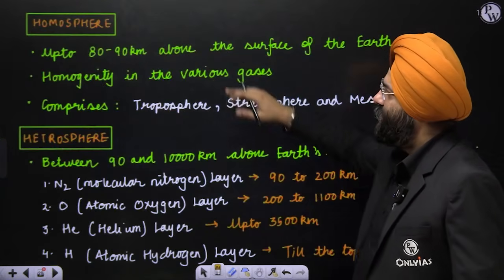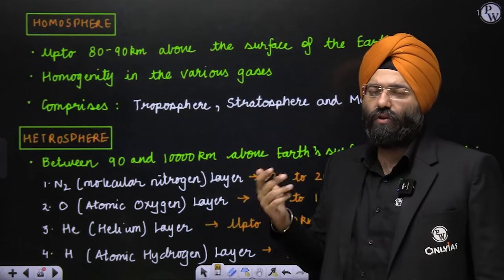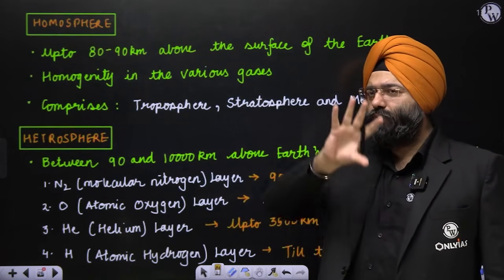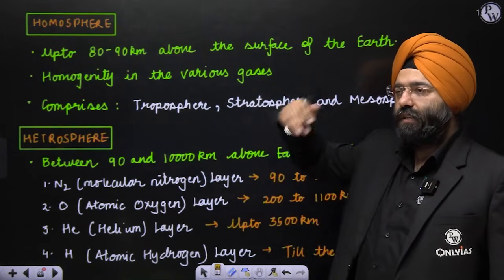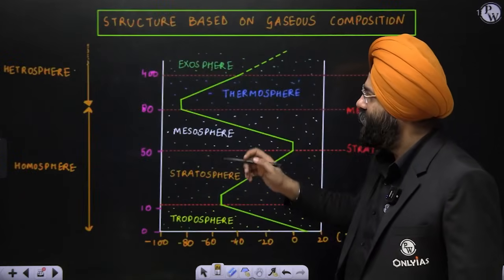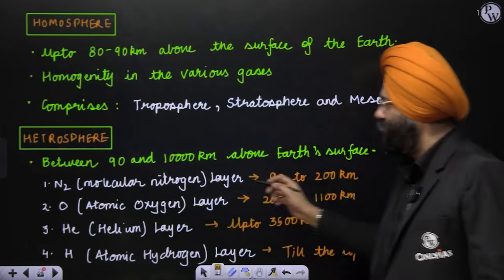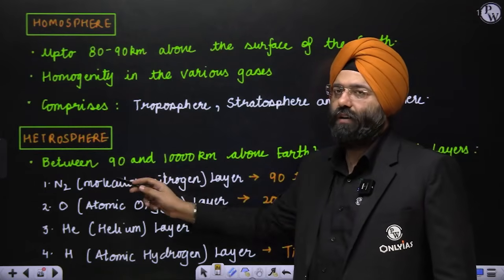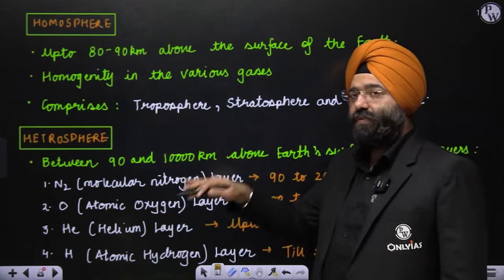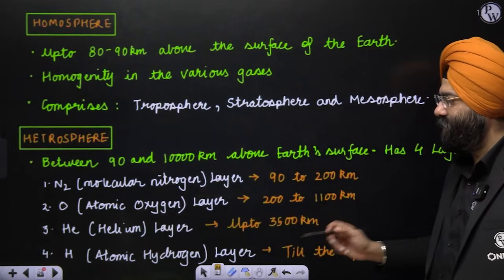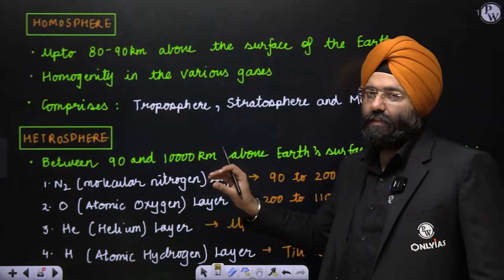Let us see what it means. Up to 80 to 90 kilometers of the surface of the earth, there is homogeneity in the various gases. Whatever the gases are present, when we were talking about nitrogen, oxygen and all, you will realize that the composition is almost similar in these layers. But as you move ahead, between 90 to 10,000 kilometers, there is a very different set of composition present. Now let's see. As we move from 80 to 90 and above, you will see heterosphere, because from 90 to 200 kilometers, there is a molecular nitrogen layer. Above that, there is an atomic oxygen layer from 200 to 1100 kilometers. Above that is a helium layer up to 3500 kilometers, and above that is an atomic hydrogen layer, which is till the top. So because these layers of different gases are present, it is known as heterosphere.